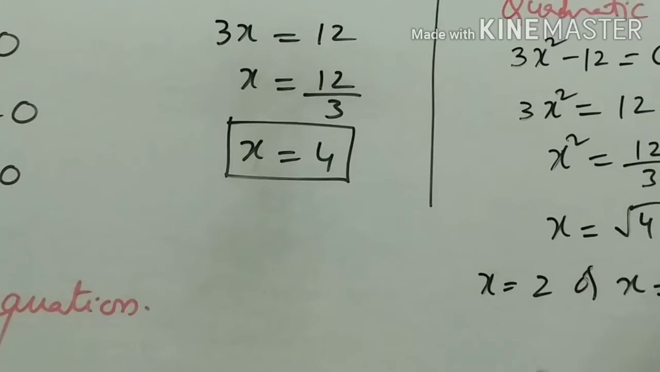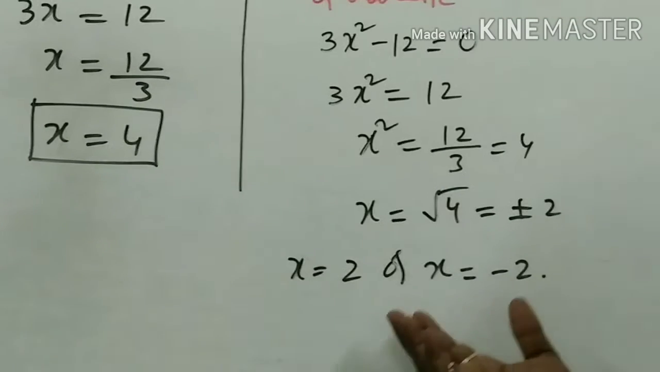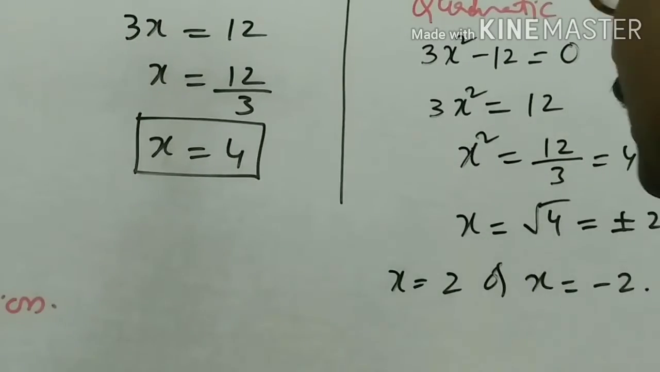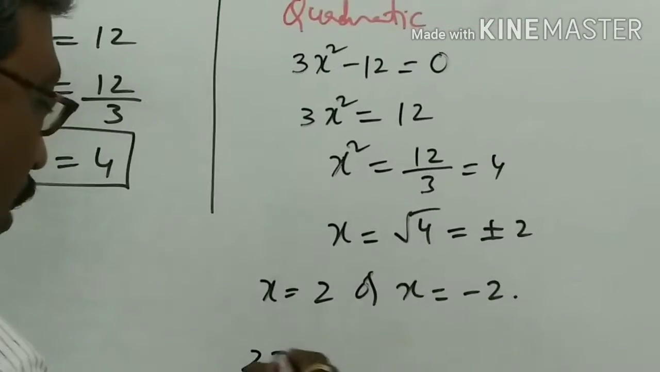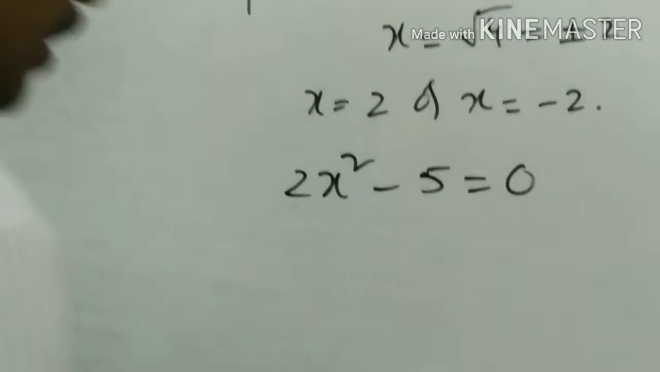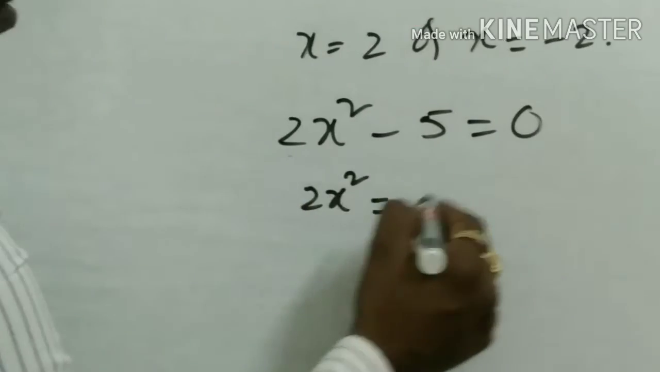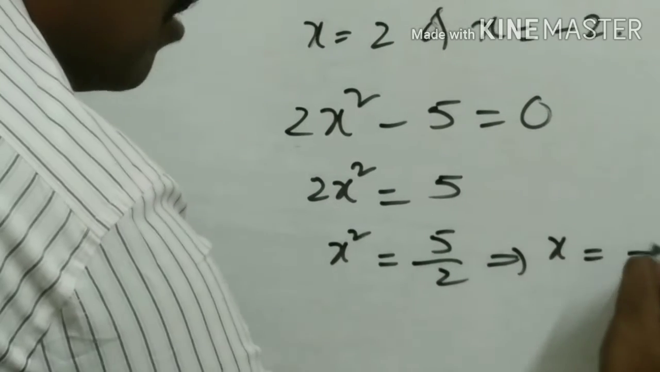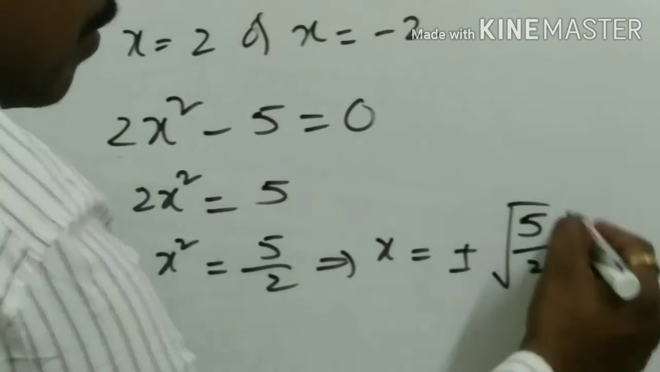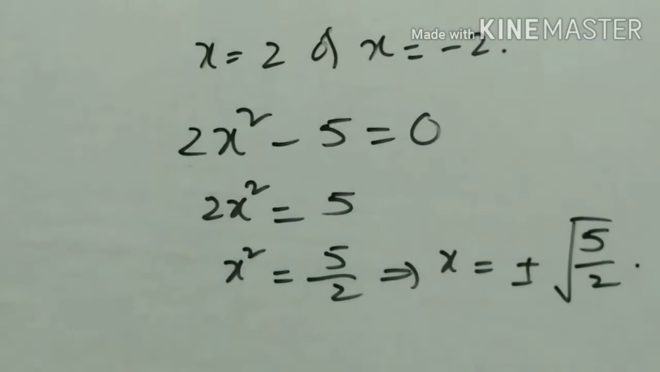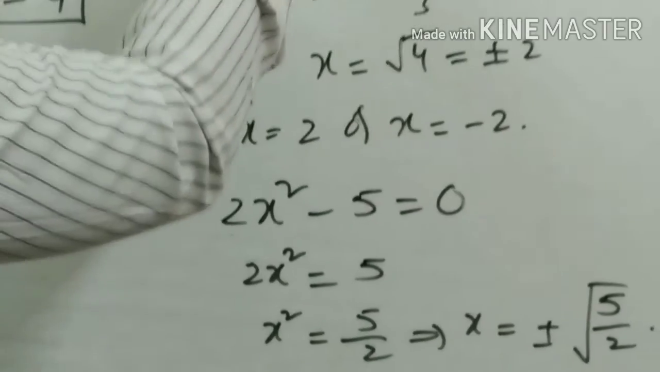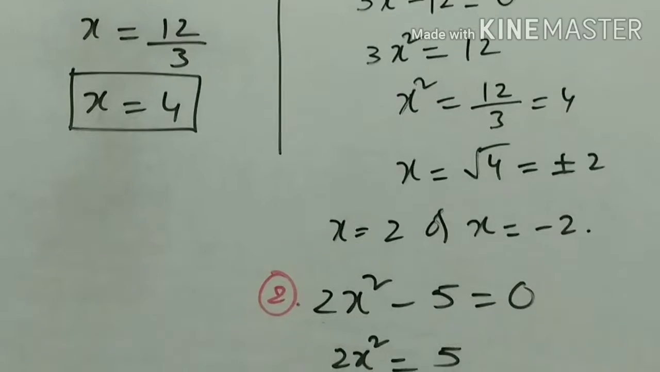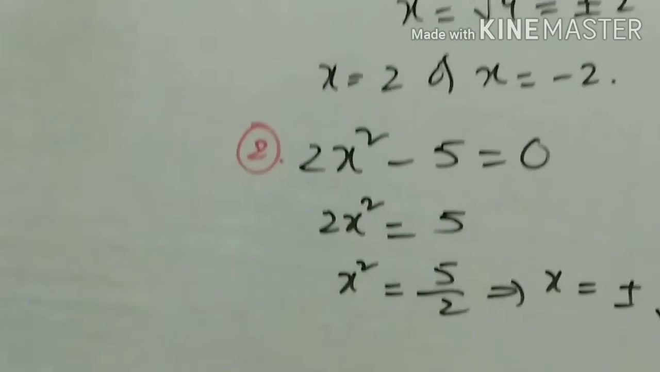So if it is a pure quadratic equation, you can solve it directly like a linear equation. Suppose here is one more example: 2x square minus 5 equal to 0. Like 2x square is equal to 5, x square is equal to 5 by 2, where x is equal to plus or minus root of 5 by 2, we can say. So here this is the first question, and the second question, without anything else, we solve the quadratic equations directly.